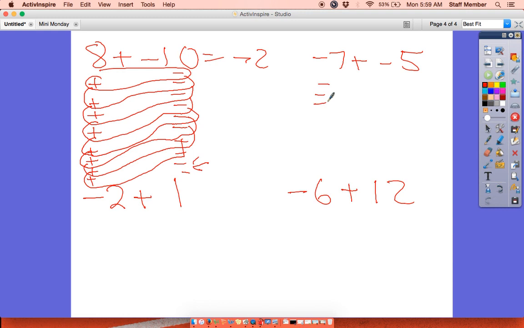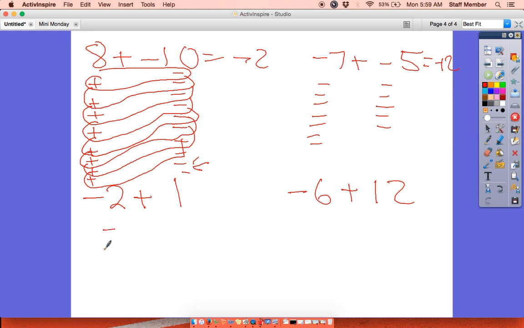Over here, 1, 2, 3, 4, 5, 6, 7. 1, 2, 3, 4, 5. I can't make any zeros here because I don't have any positive numbers. I need a positive and a negative number to make 0. Count up all those minuses or negatives. That would be negative 12.